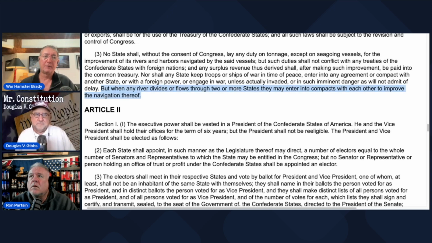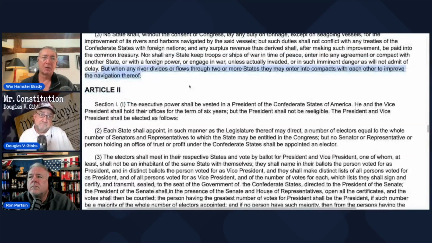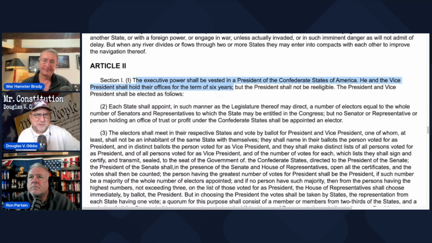All right, we've got time to probably jump into Article 2, and I'm going to go relatively quickly. Article 2 talks about the executive branch. Doug, just stop me if you see anything different. The executive power shall be vested in a president of the Confederate States of America. He and the vice president shall hold their office for the term of 6 years. Stop. 6 years? Mm-hmm. A little bit longer presidency.